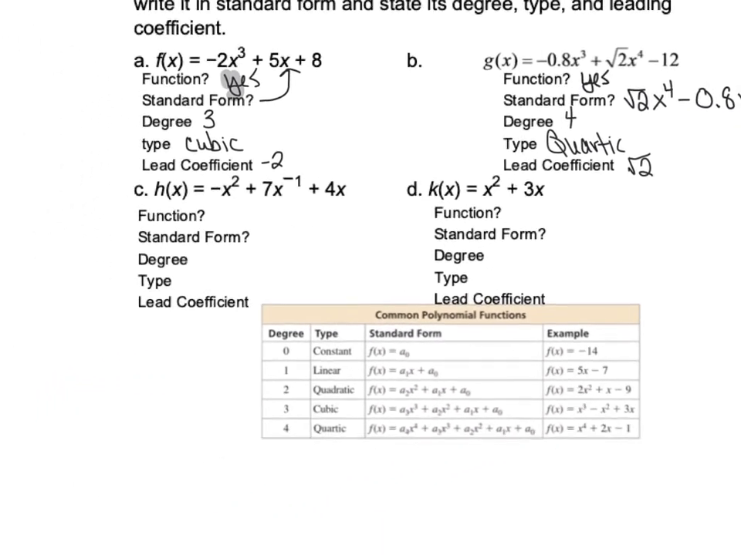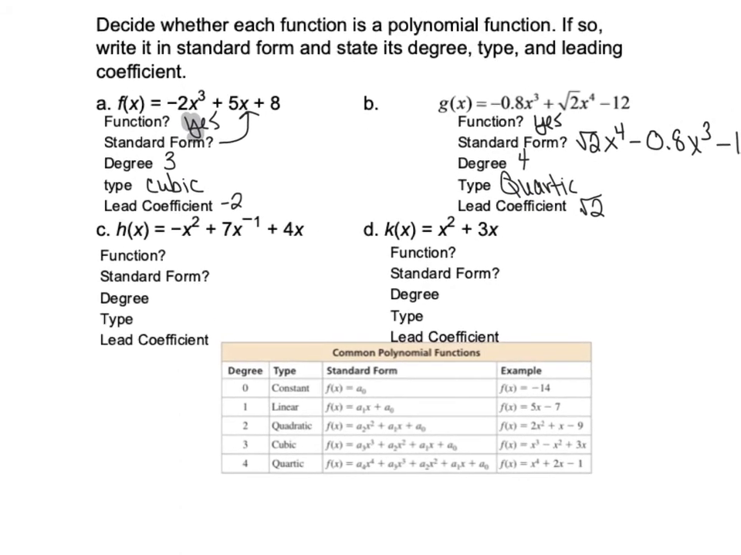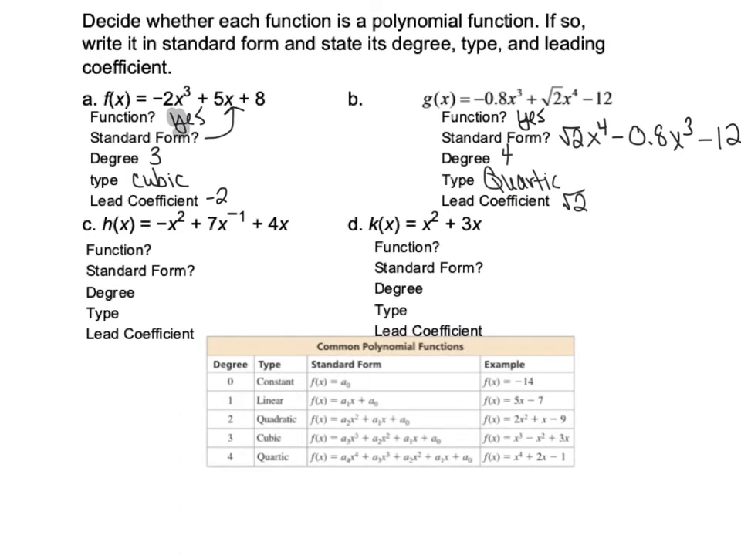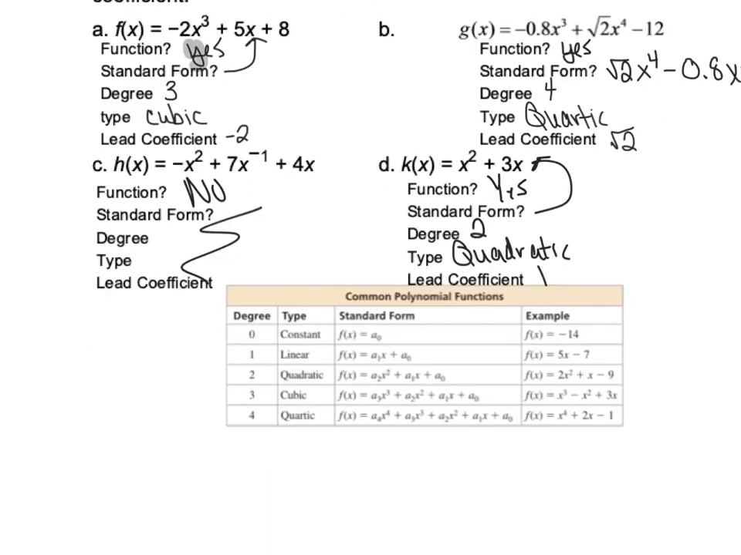So what I'd like you to do is pause the video for just a second here and try to figure out these last two, letter C and letter D, and then check to see if you are correct. Okay, so if you take a look, letter C is not a function, so we don't need to answer any of the other questions. And then letter D, you can take a look at and see that it is a function and it's already in standard form and stuff.